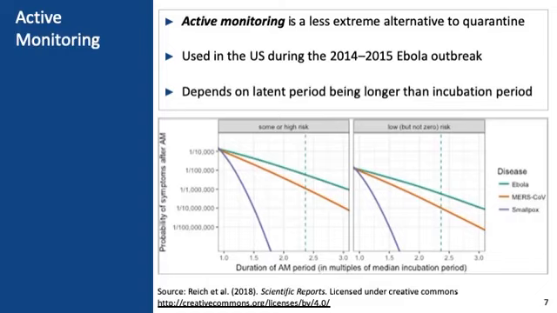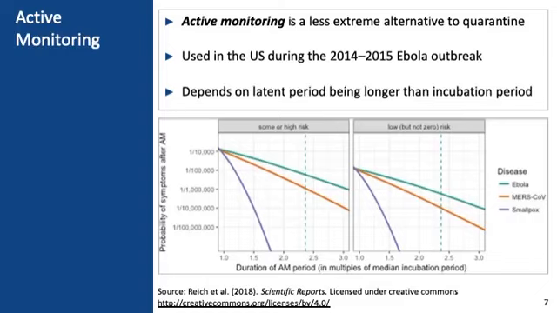In the active monitoring strategy, people are allowed to have at least some circulation or go out in the population at least some while they don't have symptoms. And as long as they can't infect people before they have symptoms, that is, the latent period is longer than the incubation period, then that's fine. Fortunately, that was the case for Ebola, so active monitoring was a good strategy.